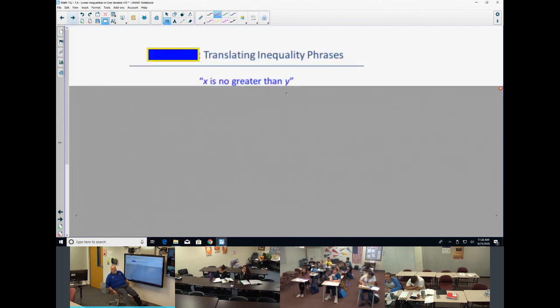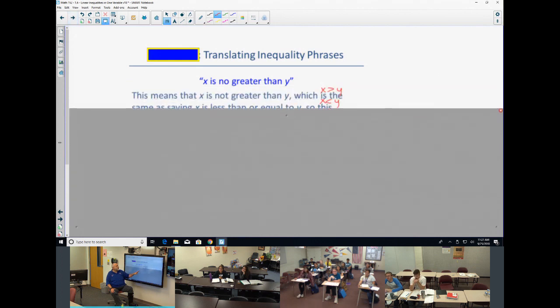All right. So the last part here is translating inequality phrases. Sometimes these are a little tricky, and so you have to be very careful when you're reading these. They're all going to translate to either less than, greater than, less than or equal to, or greater than or equal to. So if I say x is no greater than y, or in other words, x is not greater than y, if it's not greater than, then what is it? Less than or equal to. So less than or equal to.